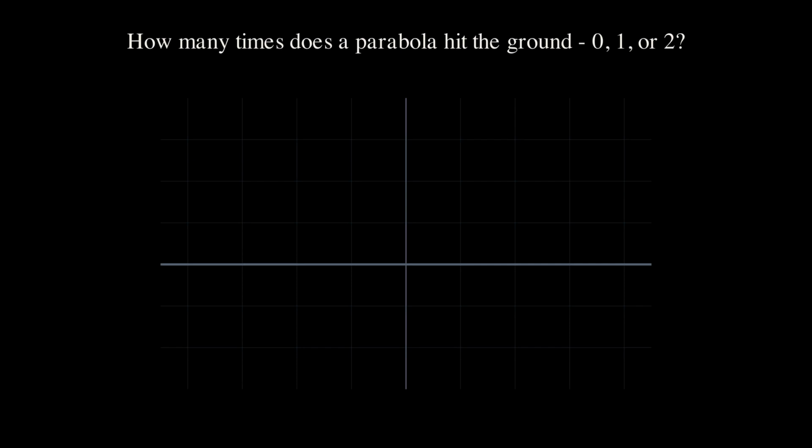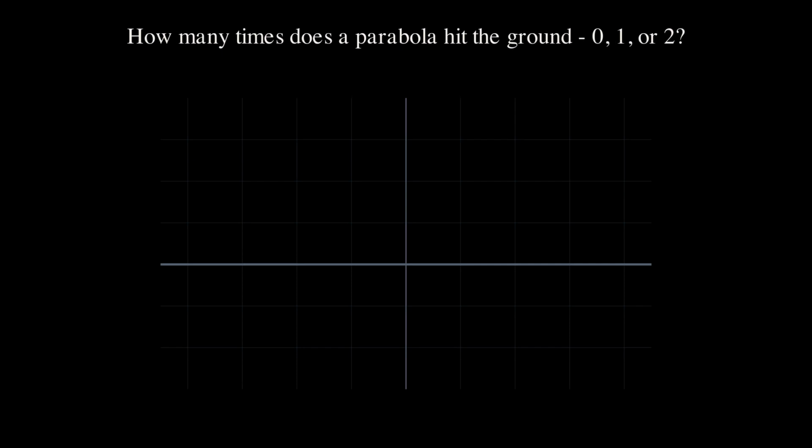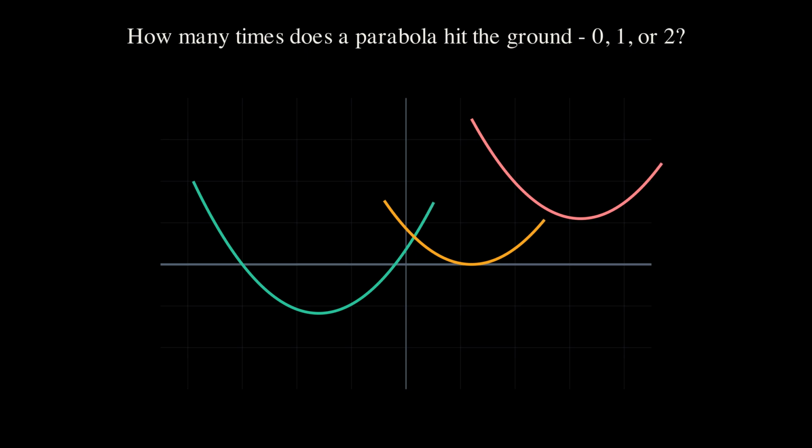And one question keeps coming back. How many times does it hit the ground? Where does the curve cross this line? Y equals 0. The answer is always the same. 3 choices. Twice, once, or not at all.